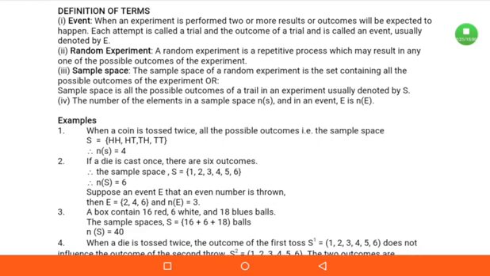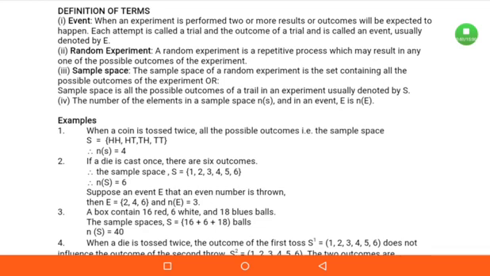When an experiment is performed, two or more results or outcomes will be expected to happen. Each attempt is called a trial, and the outcome of a trial is usually denoted by E. Now, when we talk about an event in this topic probability, for instance, when you throw a die, consider a die that you use to play Ludo. When you throw one of the dice, and you just throw one, you expect that it shows a 1, a 2, a 3, a 4, or a 5.